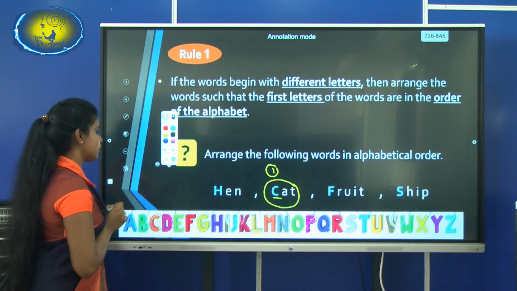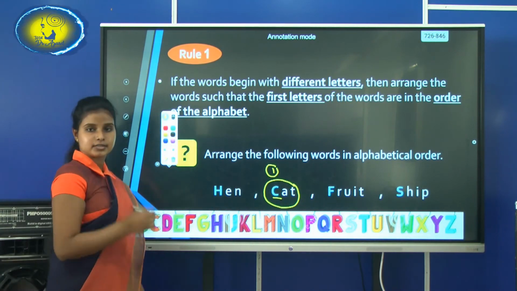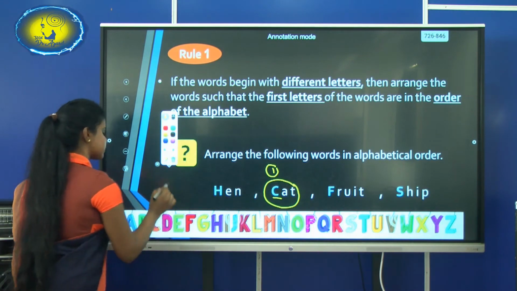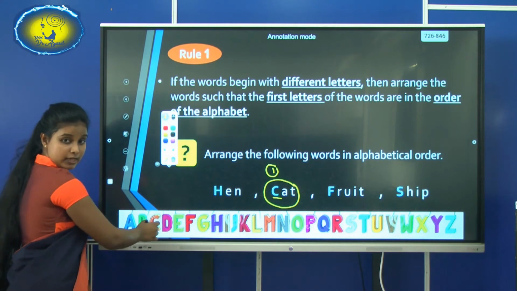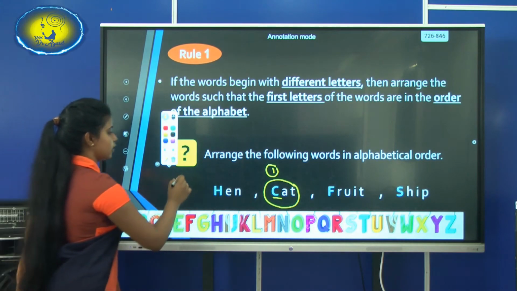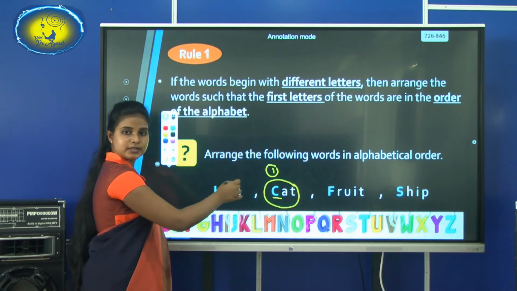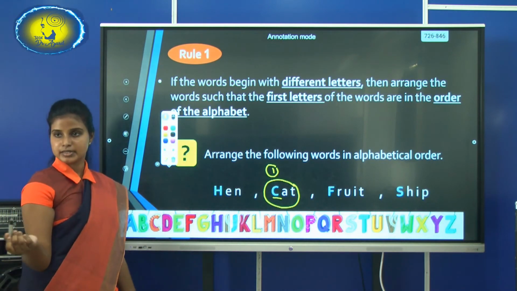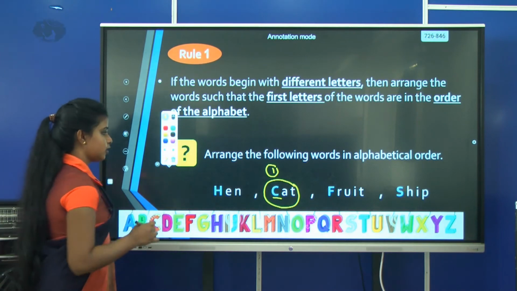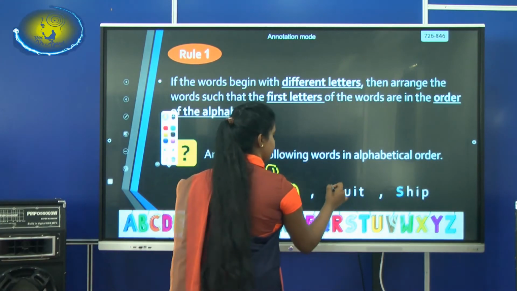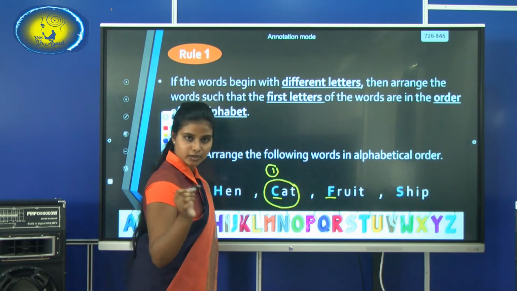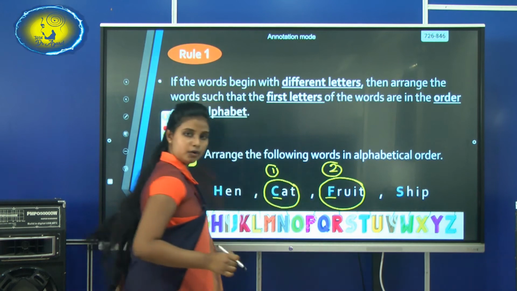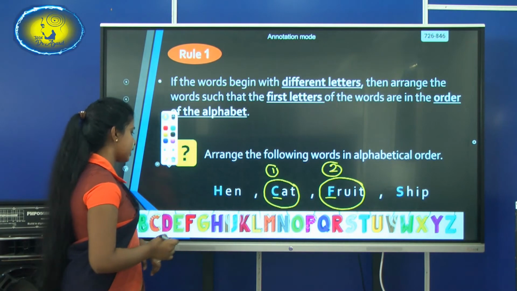Okay. Next, which word comes next? What is the letter that comes after C? It is D. So, do you find any word that begins with D here, children? No. Next, E. There's no word here. Next, F. Here, fruit. This fruit begins with F. So, this word comes second.